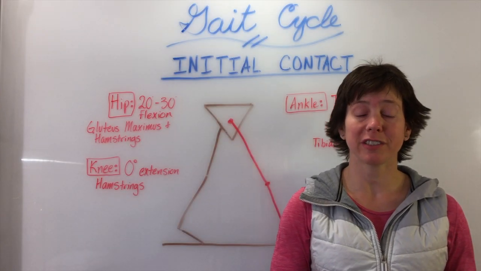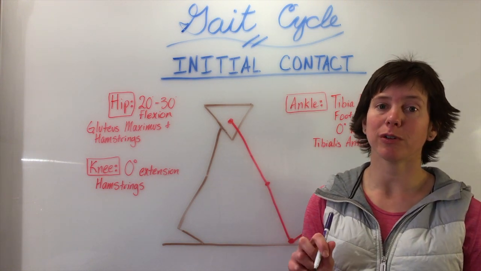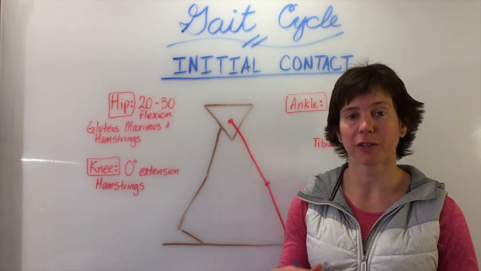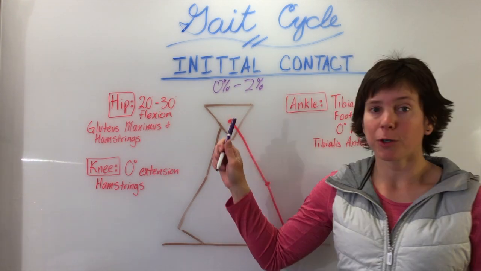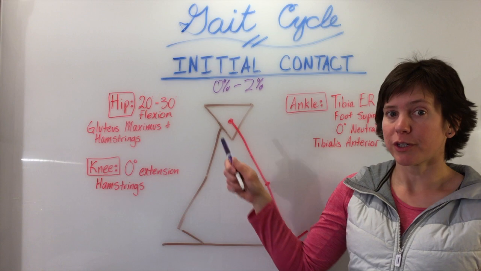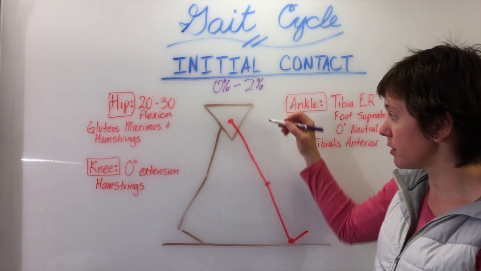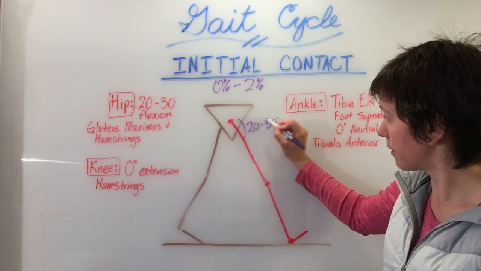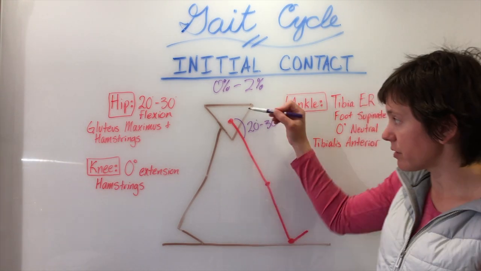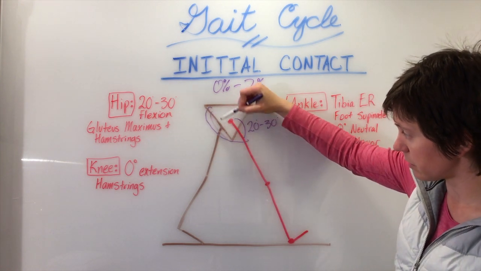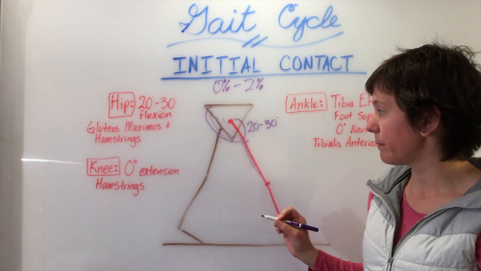So the first event in the gait cycle is initial contact. This takes up 0% to 2% of the gait cycle phase. So looking at the hip first, we're going to see that the hip will be in about 20 to 30 degrees of hip flexion. And we'll see that the gluteus maximus and the hamstrings will be firing.